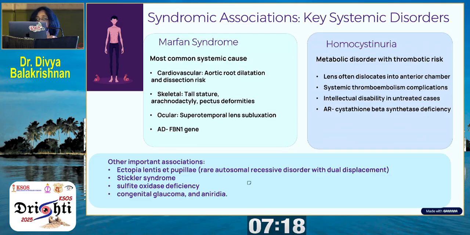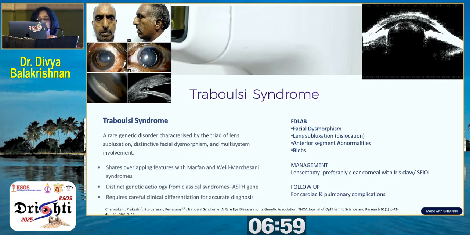With homocystinuria, you have to be very careful, especially when you take these kids for surgery under GA, because they have a very high risk of thromboembolic episodes, so hydration is important. The kids should not be fasting overnight; we have to keep that in mind. The other causes would be ectopia lentis et pupillae, and sulfite oxidase deficiency. Another one, in fact, I had some patients whom I had operated on earlier, and later I came to know they had Traboulsi syndrome.